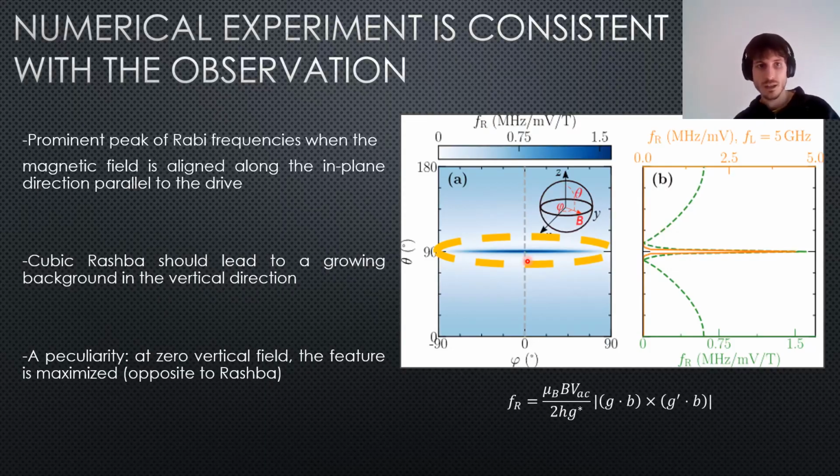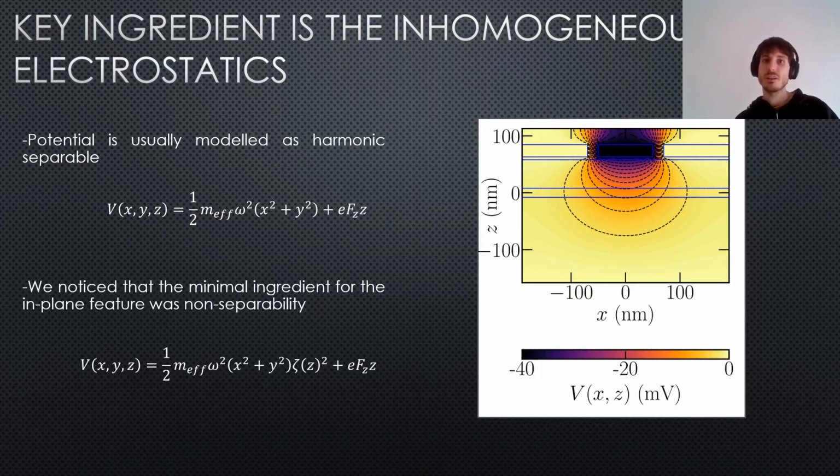And well, so there was something that was going on. One peculiarity of this is that even at zero vertical field, this feature is still there, so it's not Rashba. And we found that the key ingredient for this feature was that the confinement potential was actually non-separable.